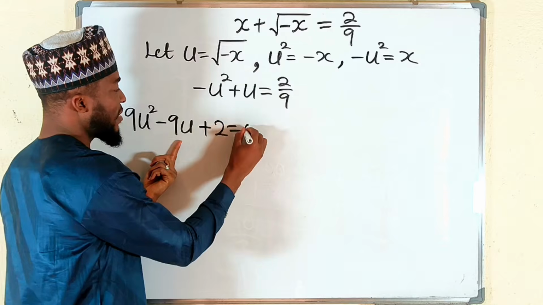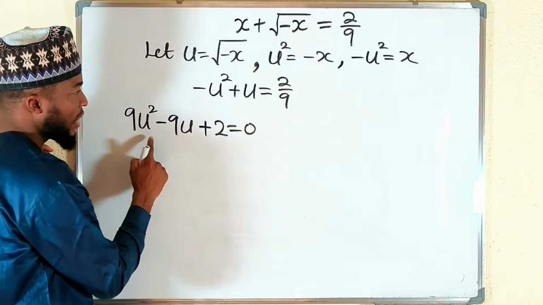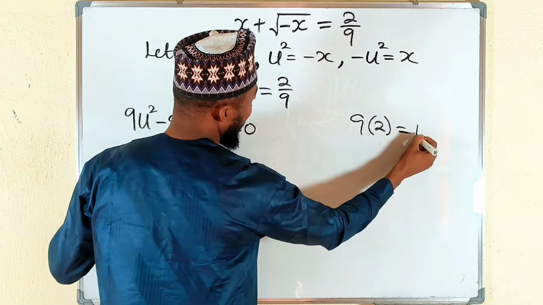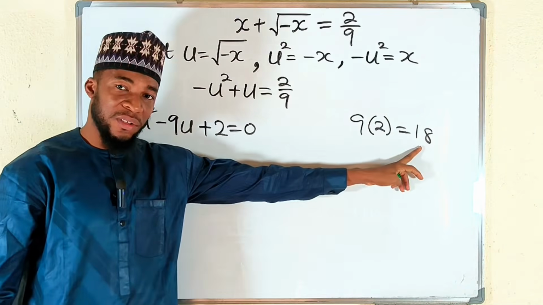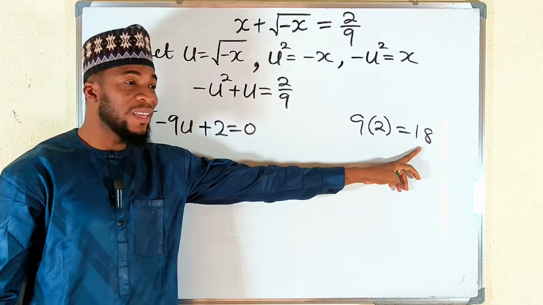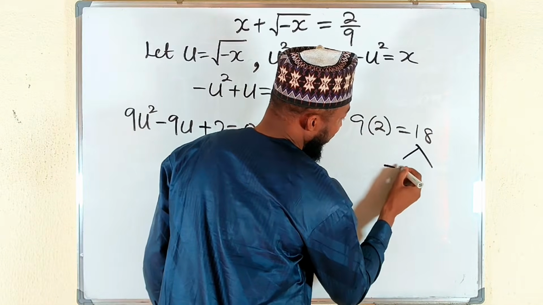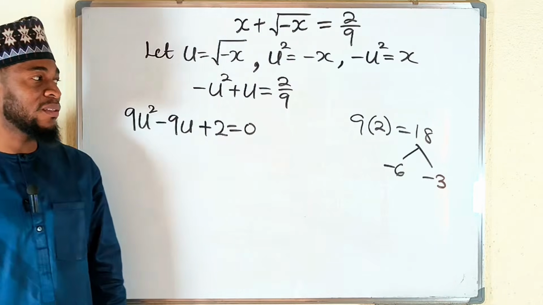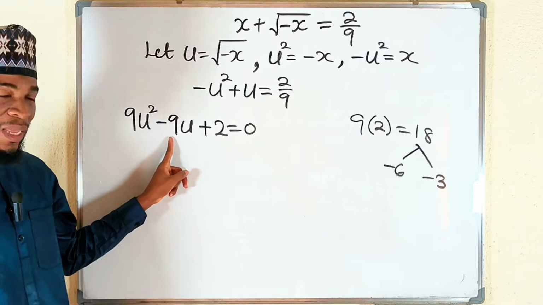Yes, so this is our equation, which is quadratic. Let's see whether it is factorable. If I take 9 and multiply by the constant, this is going to give us 18. But I need two numbers that I can multiply together to get positive 18 and add to negative 9. The numbers are negative 6 and negative 3. Negative 6 times negative 3 is positive 18, and negative 6 plus negative 3 will give us negative 9.